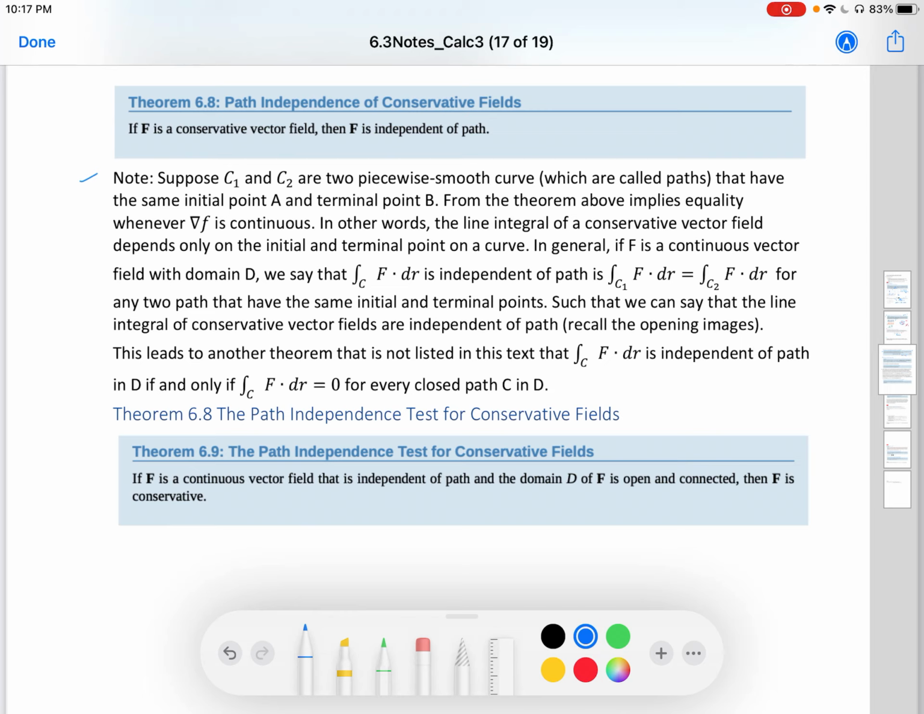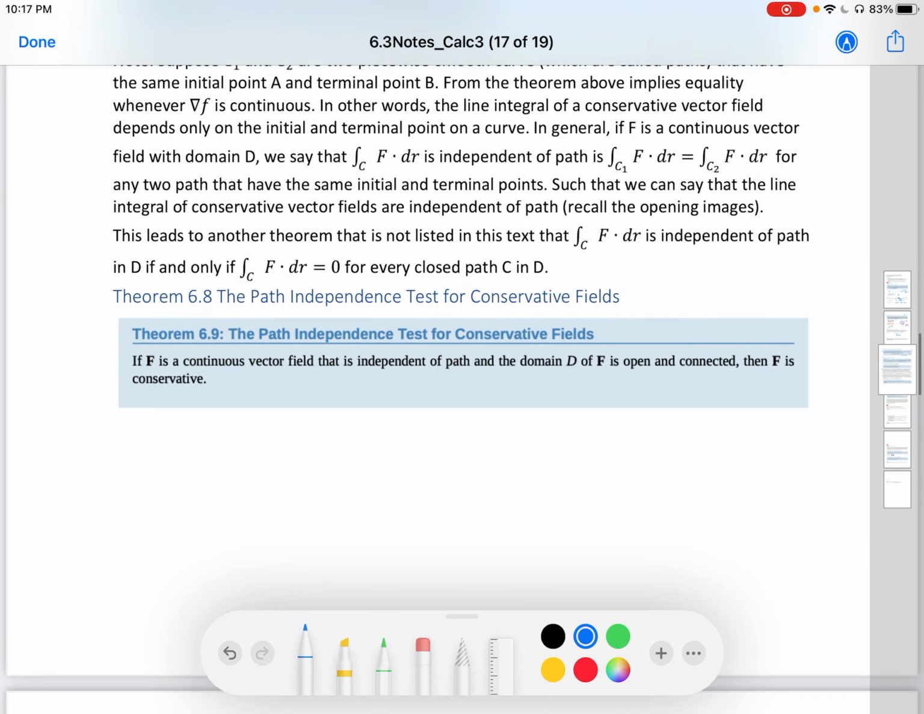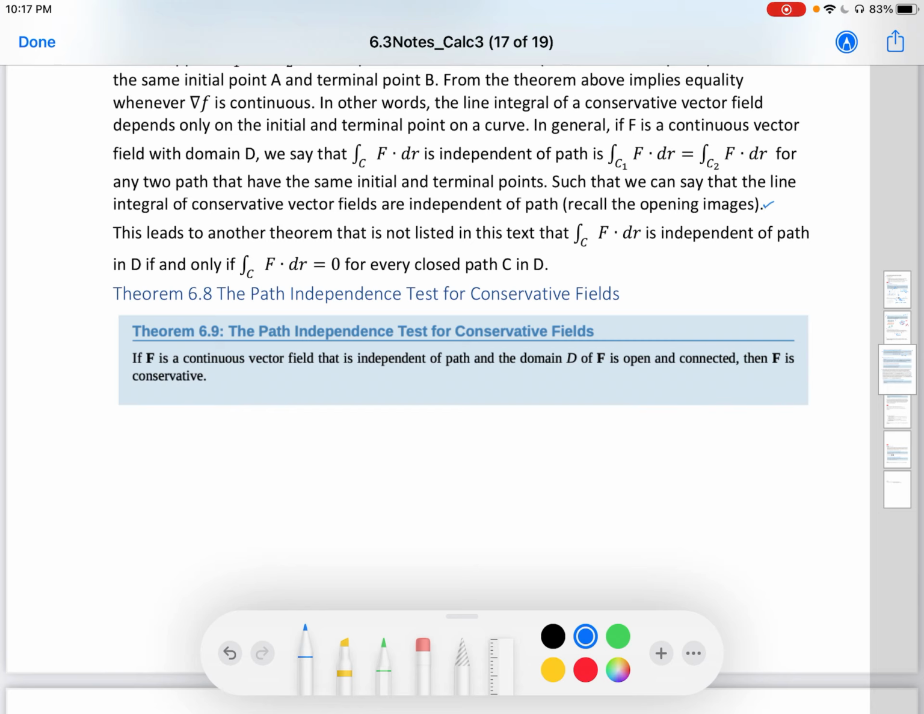In general, if F is a continuous vector field with domain D, we say that the integral over C of F dot dr is independent of path if the integral over C1 of F dot dr equals the integral over C2 of F dot dr for any two paths that have the same initial and terminal points, such that we can say that the line integral of conservative vector fields is independent of path. And again, that's why we went through the whole images in the beginning.